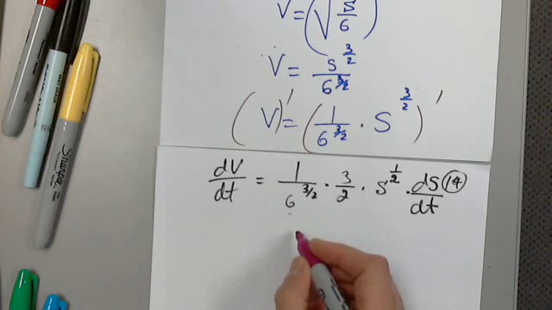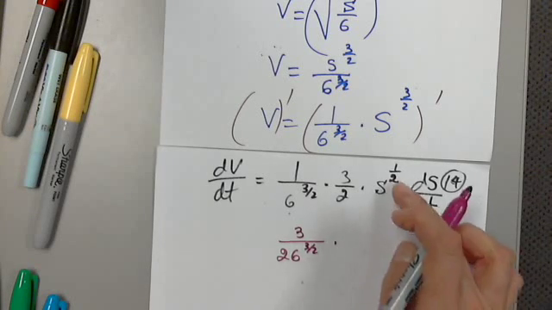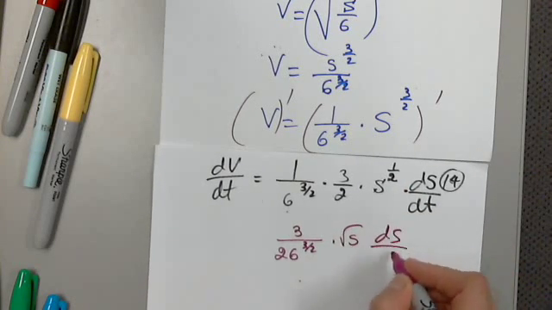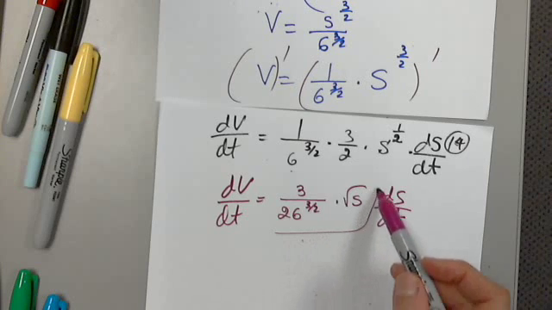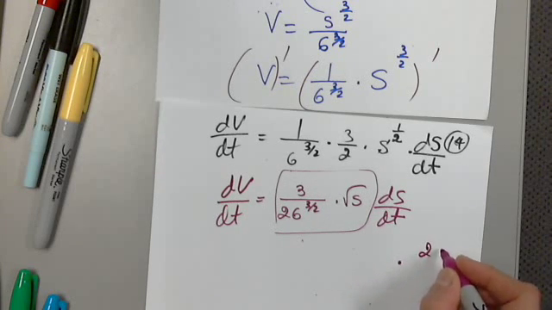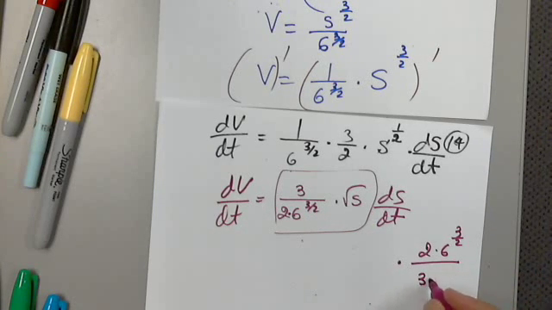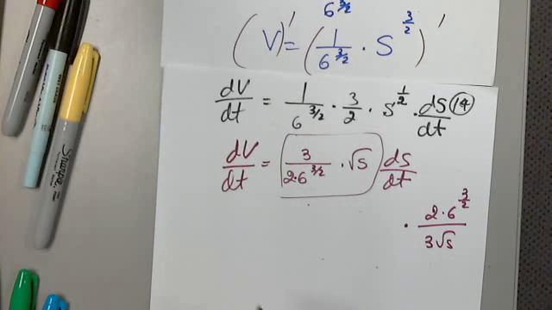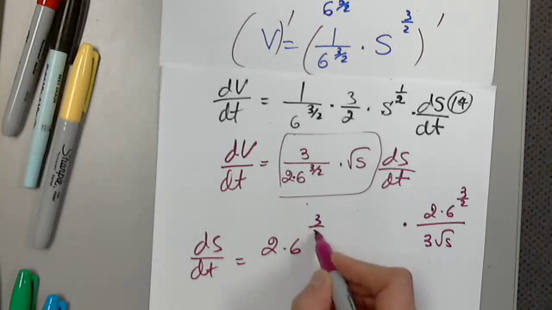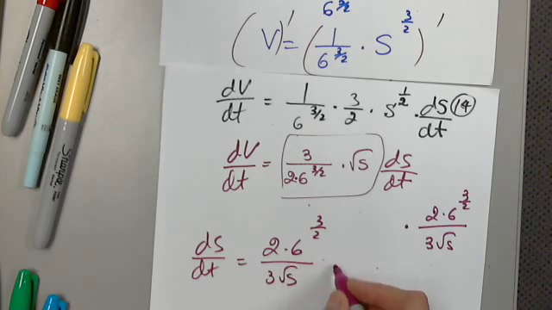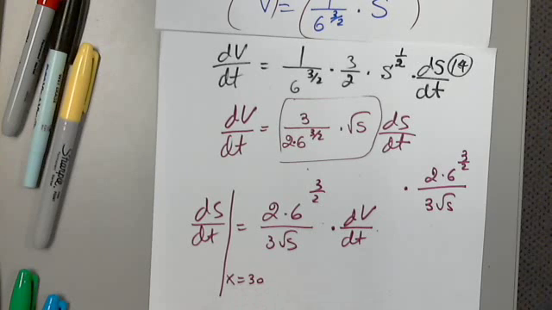So I'll simplify this a little bit into 3 over 2, 6 to 3 halves, multiplied by the square root of s, ds over dt, and this is dV over dt, and I will divide by this. Or if you want, I will multiply by 2 times 6 to 3 halves, divided by 3, the square root of s. So then ds over dt is 2 times 6 to 3 halves over 3, the square root of s, times dV over dt. And now I will say when x is 30.